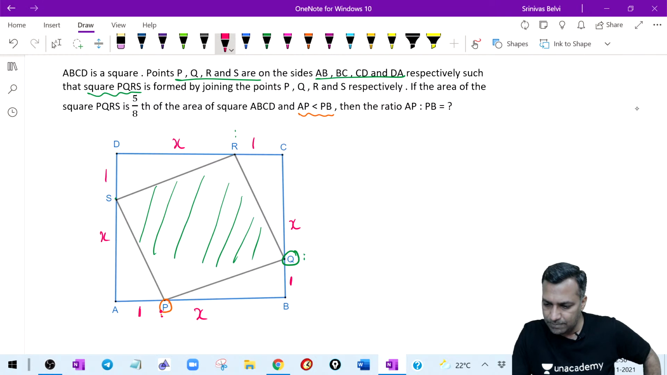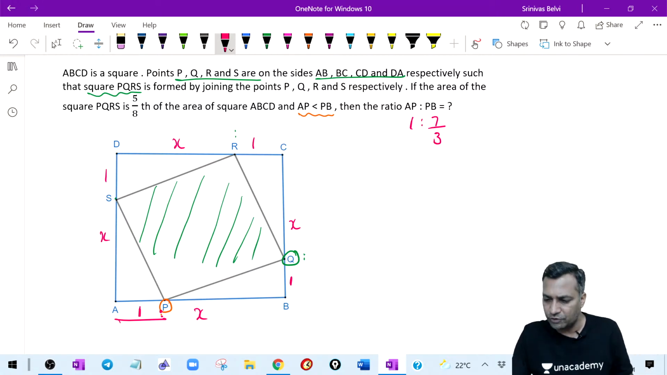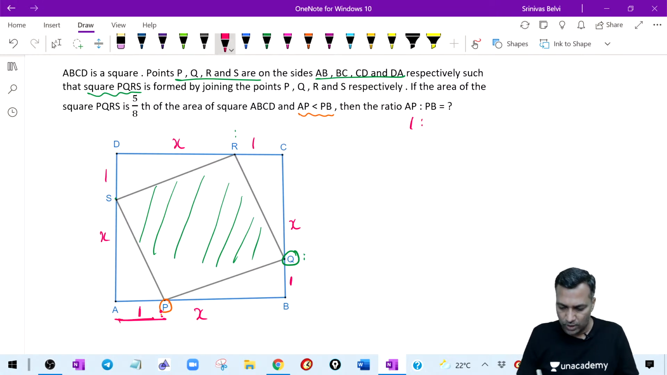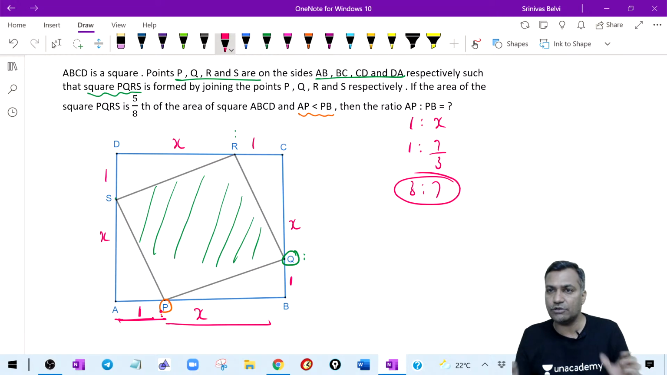You may say that, sir, AP you took it as 1, right? AP I took it as 1. I may get x as 7 by 3. Fair enough. Because ultimately what is AP to PB? You said AP is 1, PB is x. There is an x here. If this is 1, what if you get x as 7 divided by 3? I'm just telling. Then the final answer is 3 is to 7. If it is 7 by 3, your final answer is going to be 3 is to 7. That is how you kind of write.